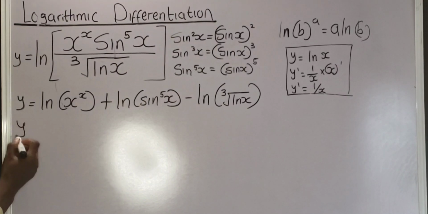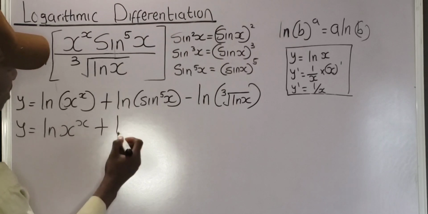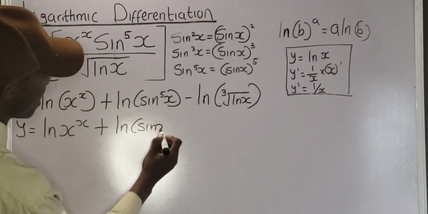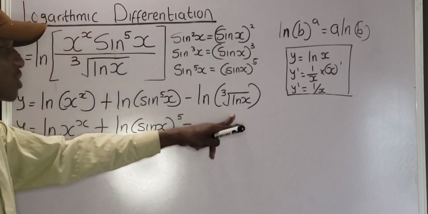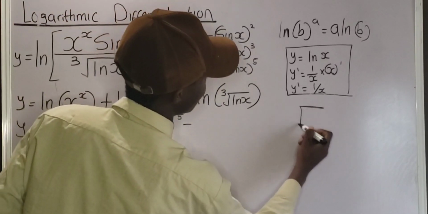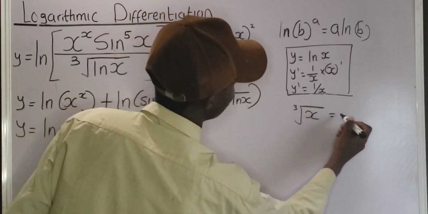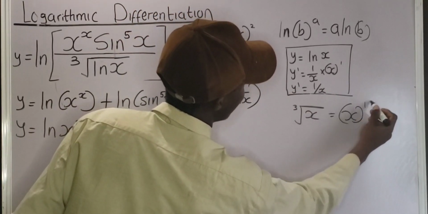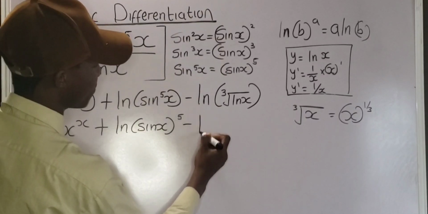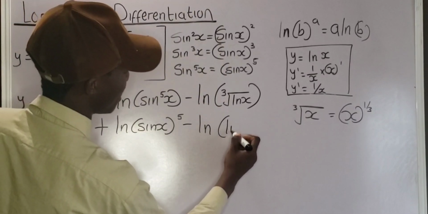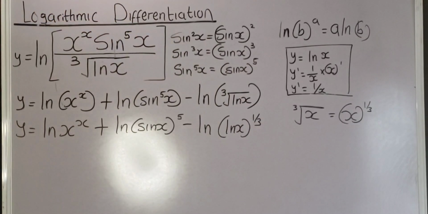For this, I'm going to have y is equal to ln x raised to the power of x plus ln sine x raised to the power of 5 minus. Now, I want you to take note of this. If you have the cube root of x, this can be written as x raised to the power of what? 1 over 3. Do you understand? Okay, let's do the same for this. For this, I'm going to have the natural log of ln x raised to the power of 1 over 3. Do you understand? Okay, let's proceed.